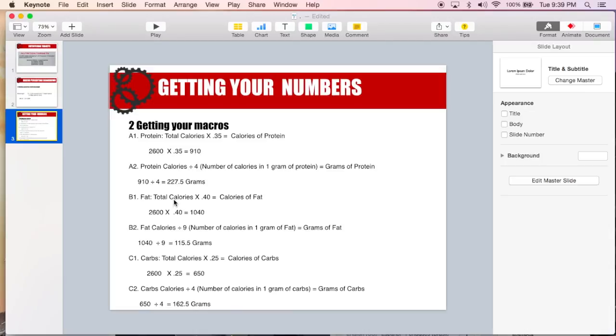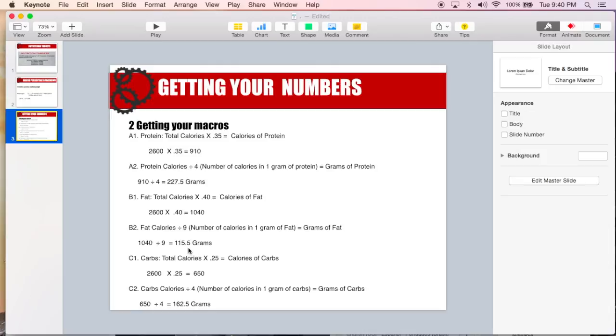Now let's do the same thing for fat. 2,600 multiplied by 0.40. That led me to 1,040. I'm going to take these total fat calories and divide them by 9. Now there's 9 calories in a gram of fat. That led me to 115.5 grams of fat per day.